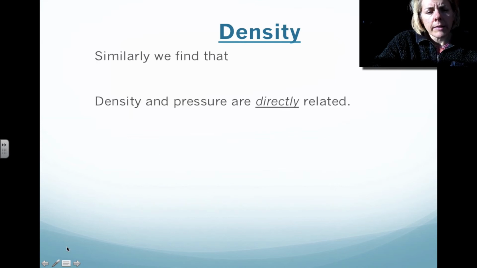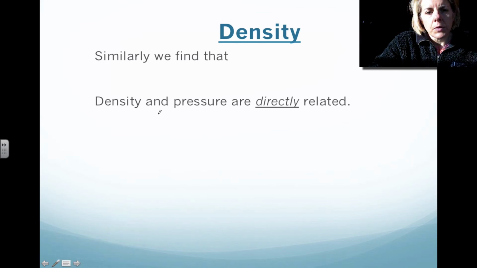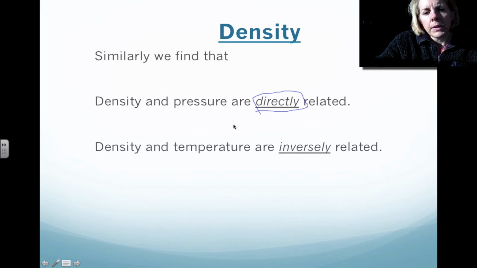Okay, we actually find the opposite happens with pressure. So notice that density and pressure are directly related. So if you increase pressure, you have to see an increase in density. And please note that density and temperature are different. They're actually inversely related. So if temperature decreases, density would increase.